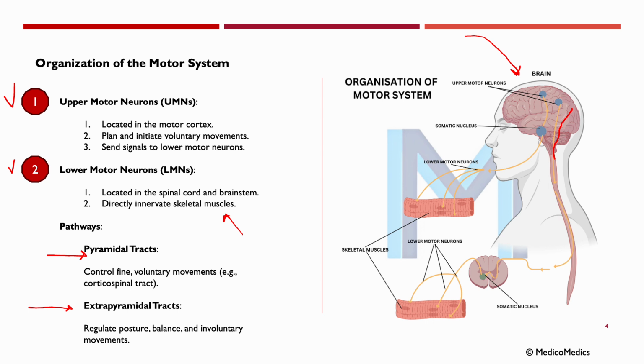Now, damage to the pyramidal tract, for example, often leads to weakness and loss of fine control, while extrapyramidal damage shows up as rigidity, tremor, or abnormal postures. You can think of Parkinson's disease as a key example here.